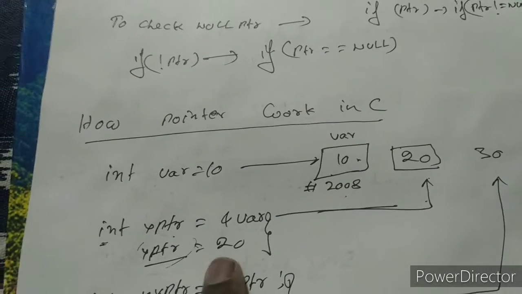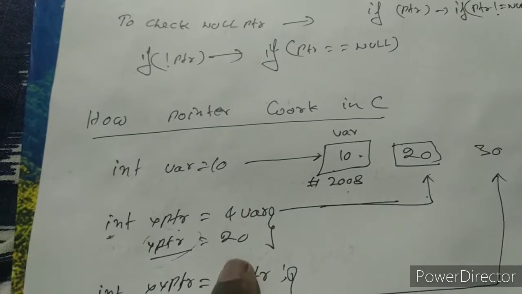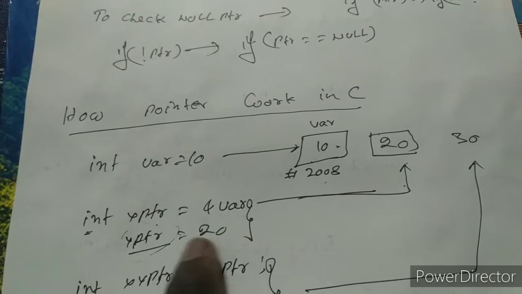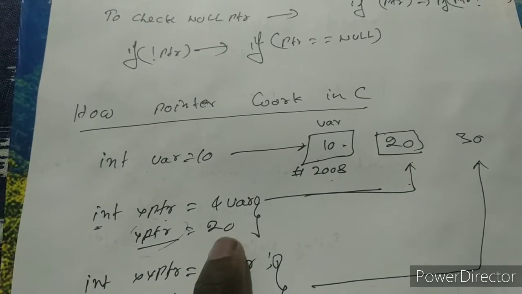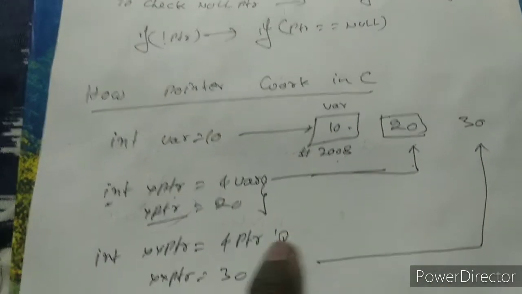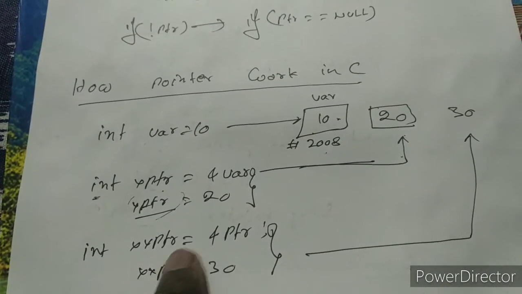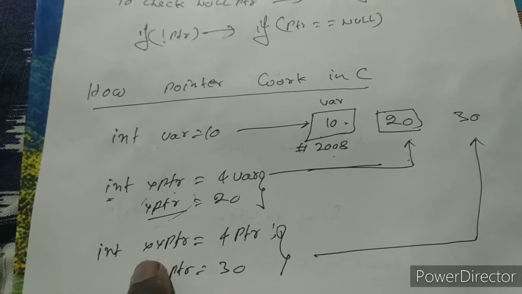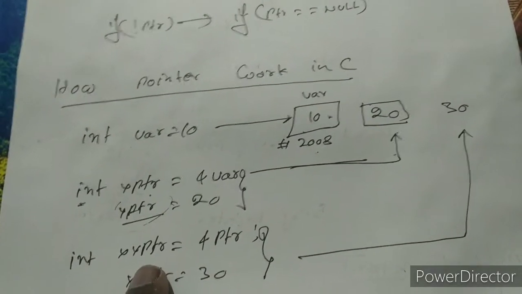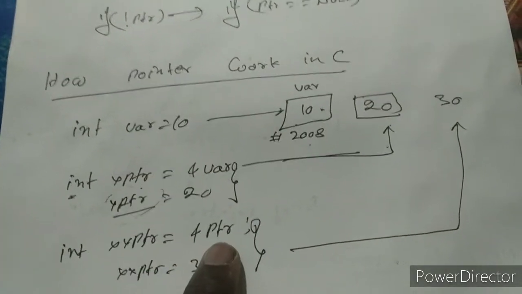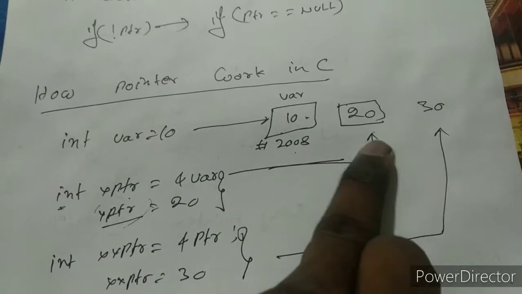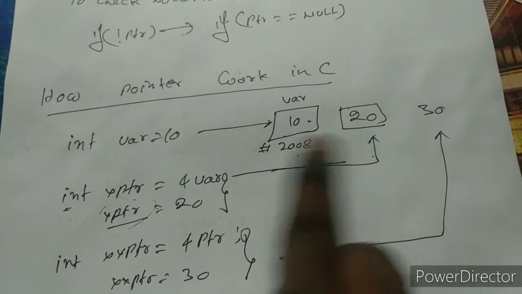We can modify the content in the memory location just by pointing to that memory location using the pointer. By accessing the pointer, you can write whatever you want into the content. Suppose int star ptr is equal to ampersand ptr, meaning a pointer to an integer pointer. This is called a double pointer. C++ supports up to 6 levels of pointers using the ampersand ptr. Now star ptr is equal to 30, so the 20 will be replaced by 30 in the same memory location.